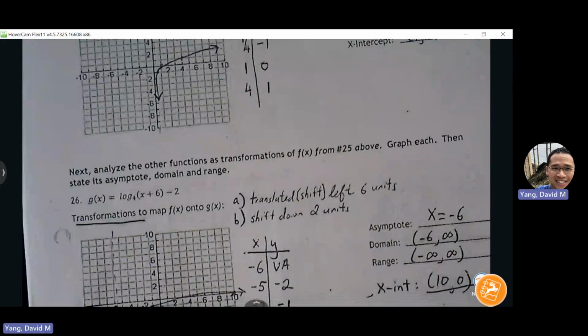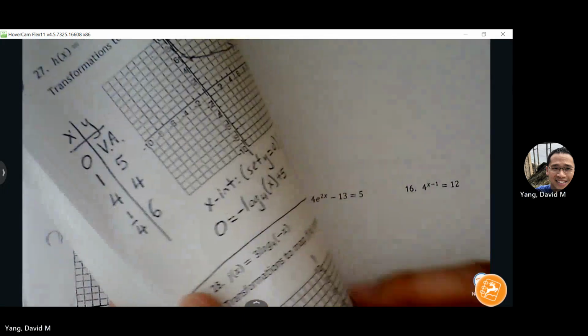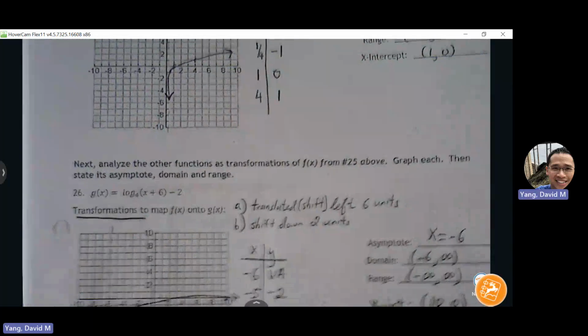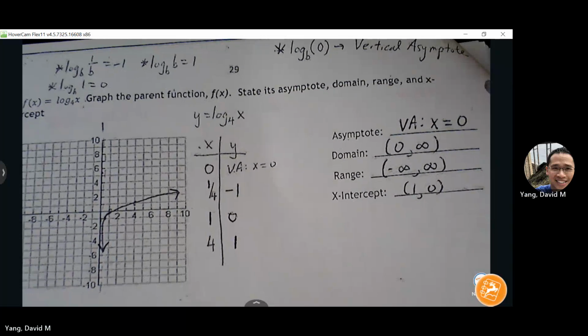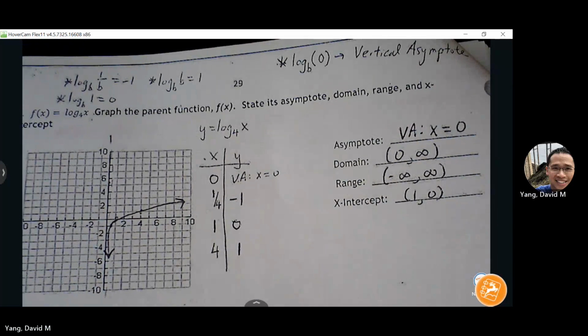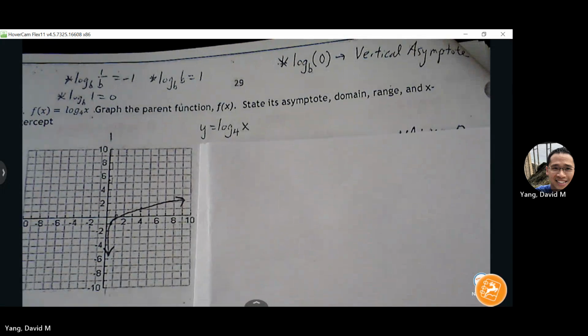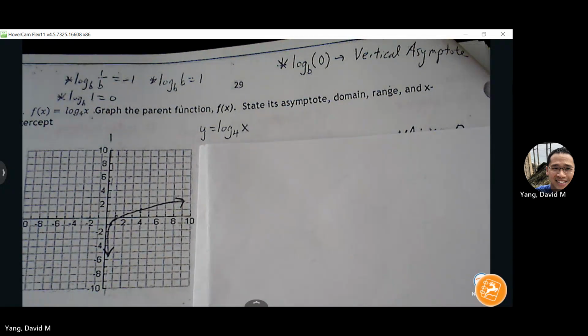Okay, 25 with graphing. And 27 with graphing. And so the 3 main properties to keep in mind: log of 0 is where your vertical asymptote is. Log of 1 is 0, and log base b of b is equal to 1. So when you take advantage of those properties, we can find some easy ordered pairs to graph.